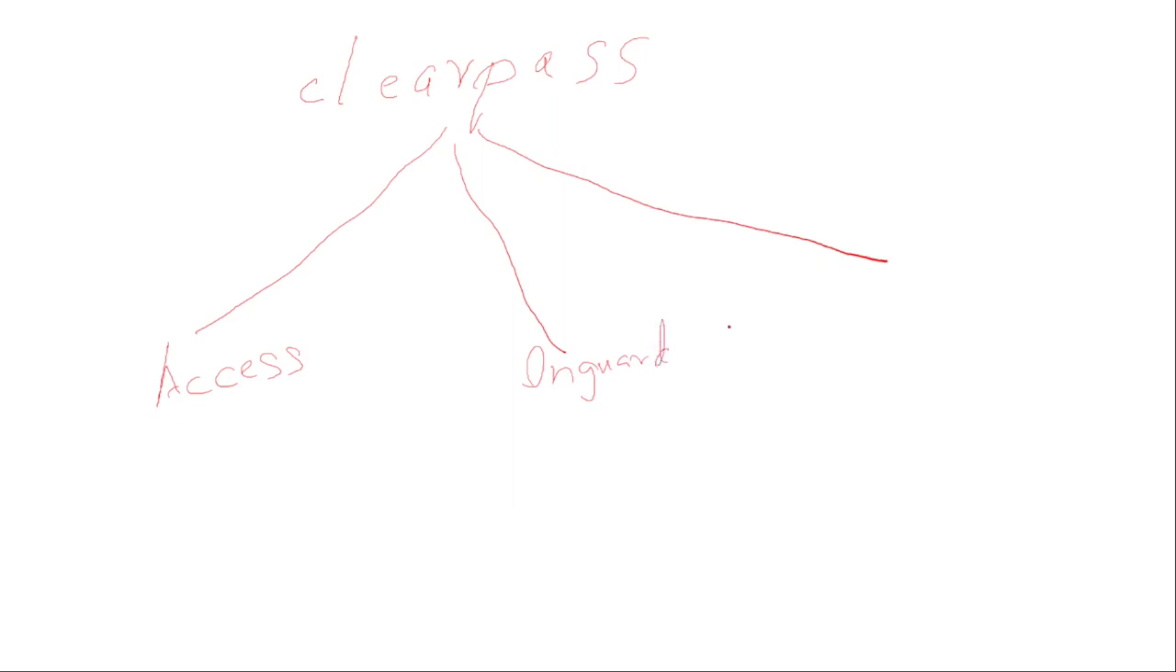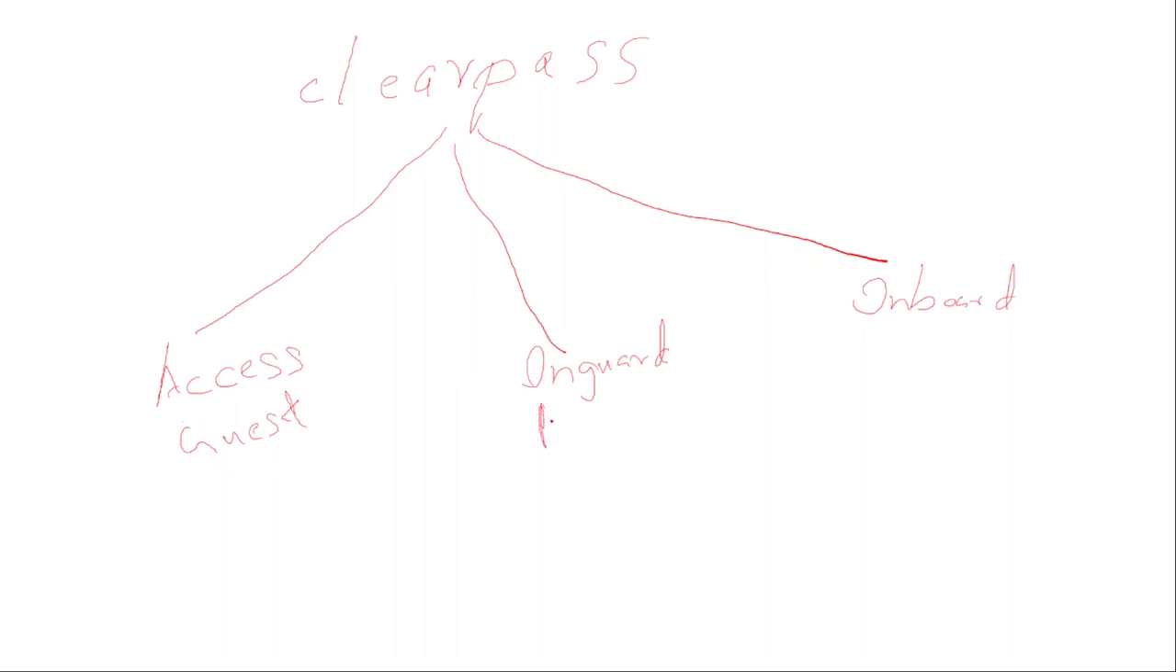ClearPass has three licensed features, actually three licenses. One is the access license, another one is OnGuard, and another one is Onboard. These are the basic three license types. The access license is compulsory. This will cover Policy Manager and Guest. So the guest functionality is under the access license. This is applicable for concurrent sessions.